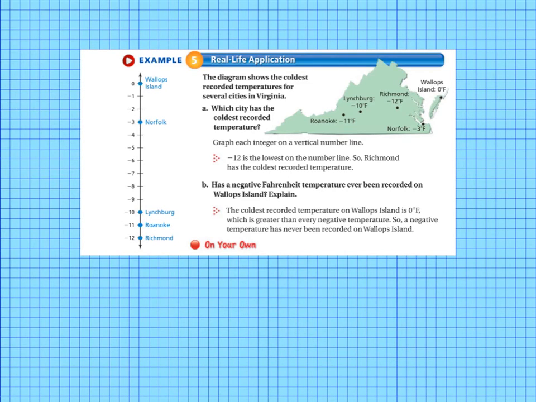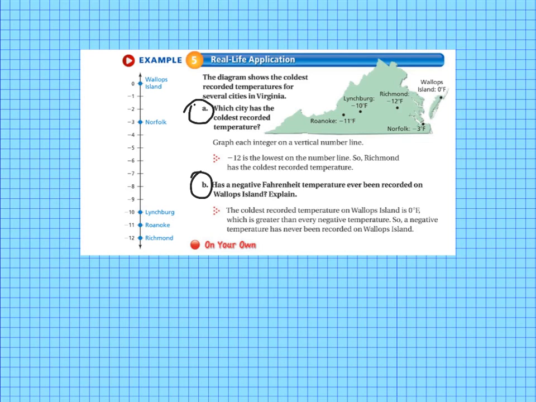Example 5 is our real-life application. The diagram shows the coldest recorded temperatures for several cities in Virginia. Which city has the coldest recorded temperatures? So this is your question for letter A, and letter B says, has a negative Fahrenheit temperature ever been recorded on Wallops Island? And we're supposed to explain that. So there's actually two questions here.